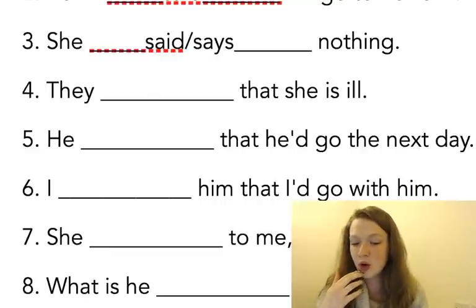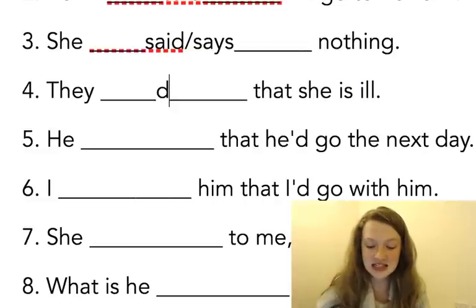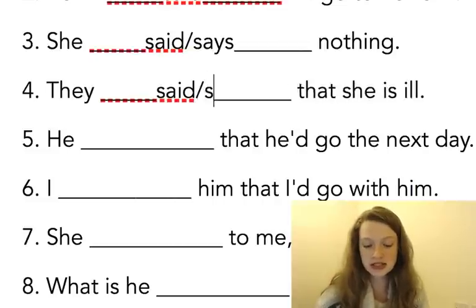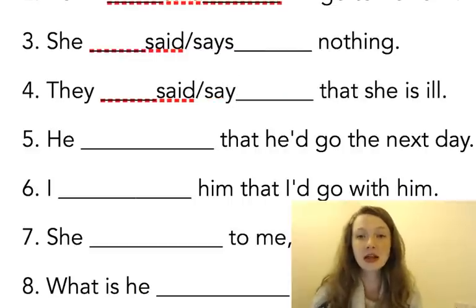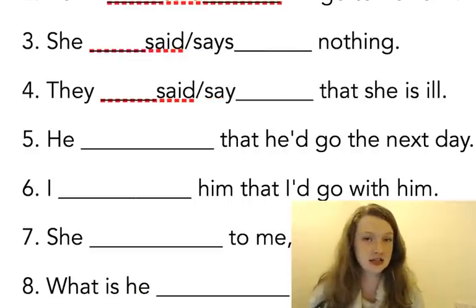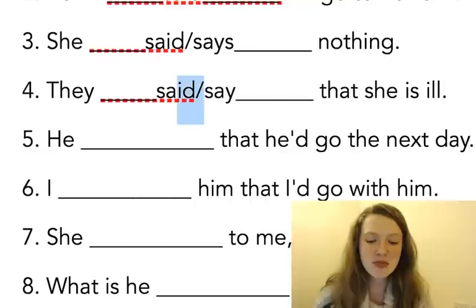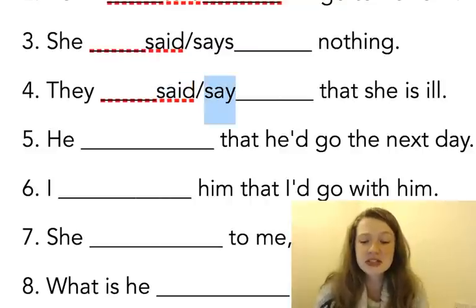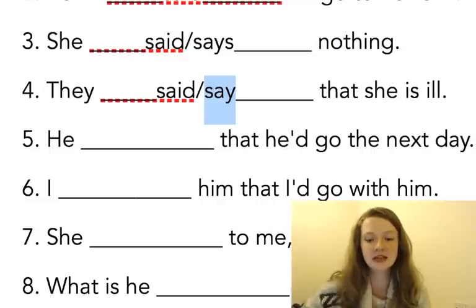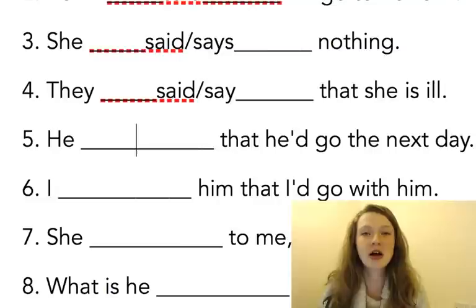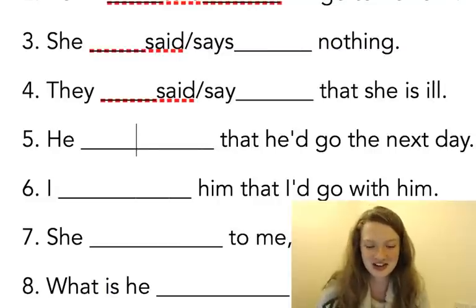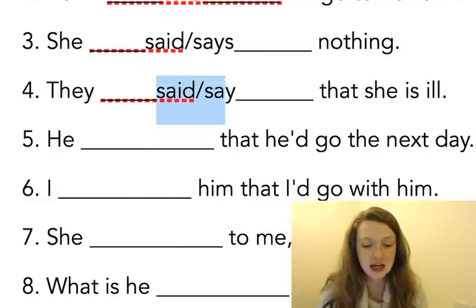Number 4, they said, or of course they say, they said that she is ill, or they say that she is ill. I would say "said" maybe fits the context a little bit better, but "say" sounds like it's a repeated thing. So it may be a little bit strange. Maybe she is constantly ill. We don't know the situation. But the key thing is that we know it is the verb say. We know it's not tell.